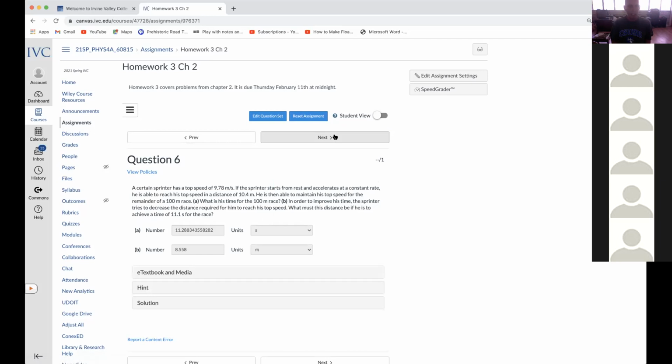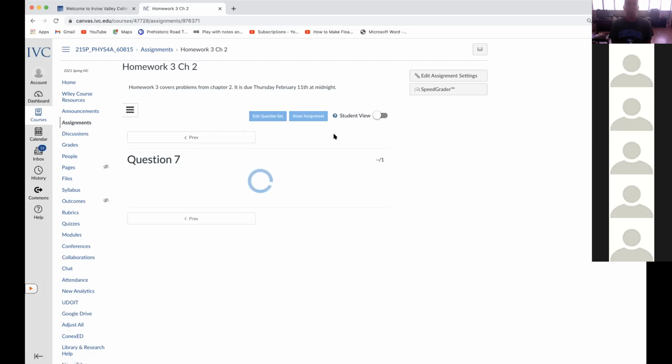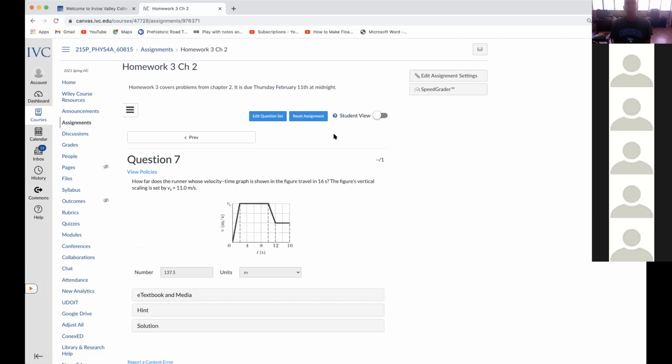And question 6 is a sprinter. This is just like the one where you had to do one section, he has constant speed, one section he has acceleration, you've got to find the time. And then the last question is how far does the runner travel in 16 seconds. The area under the curve for a v versus t graph is the integral of v dt. So all you have to do is find the areas underneath these.